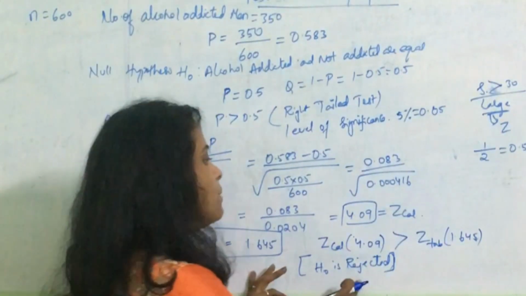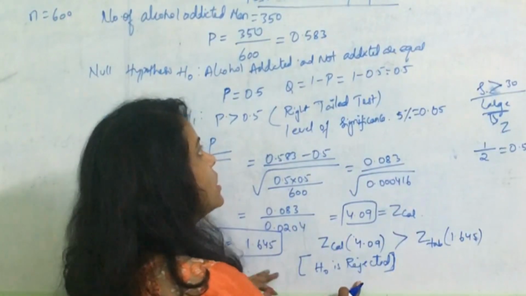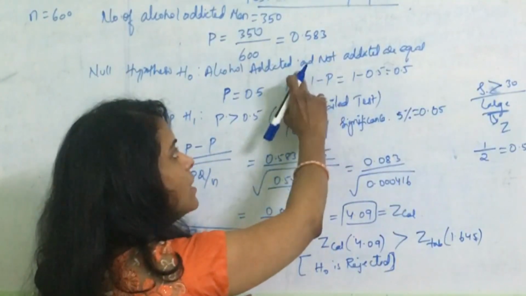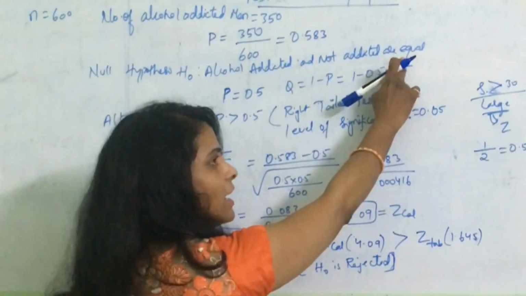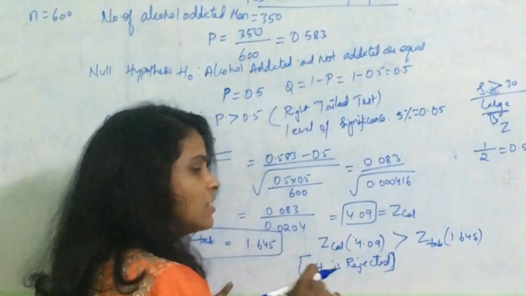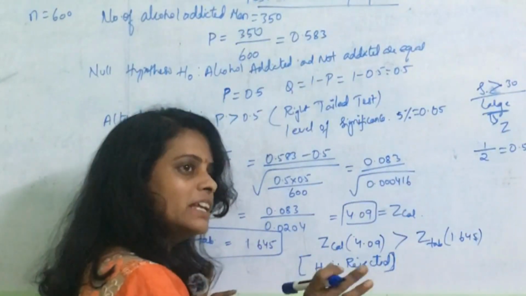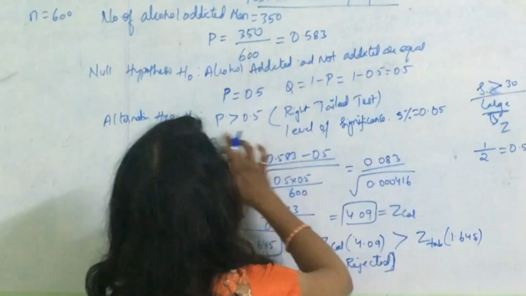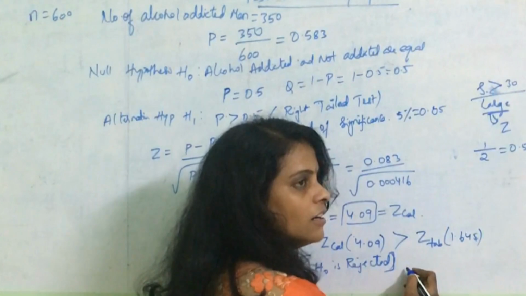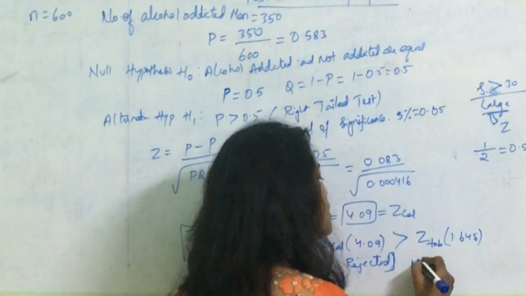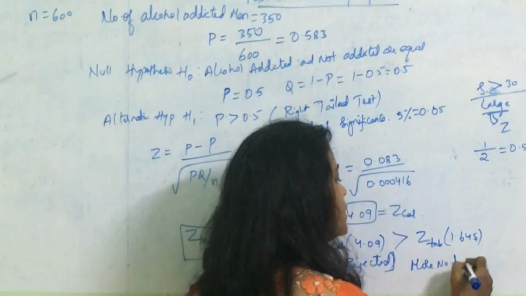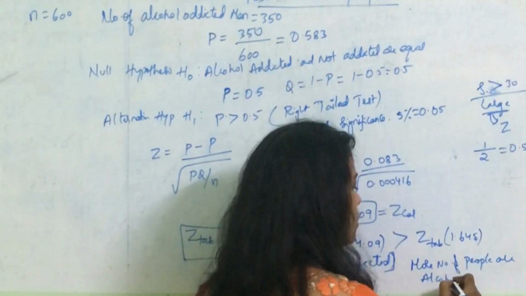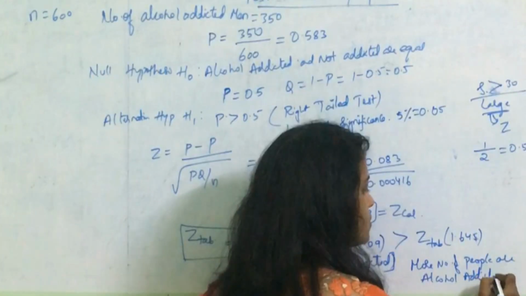So here the null hypothesis is rejected. What does that mean? The null hypothesis is the statement we have given here, that the alcohol addicted people and non-alcohol people are equal. As it is rejected, it means that statement is wrong. So what is accepted here? The alternative hypothesis is accepted. It means that more number of people are alcohol addicted.